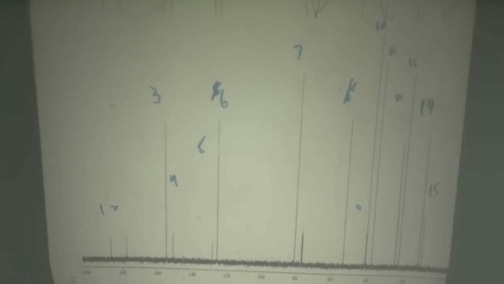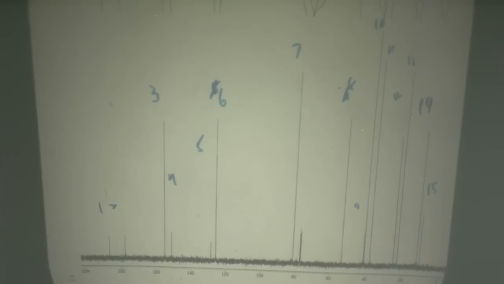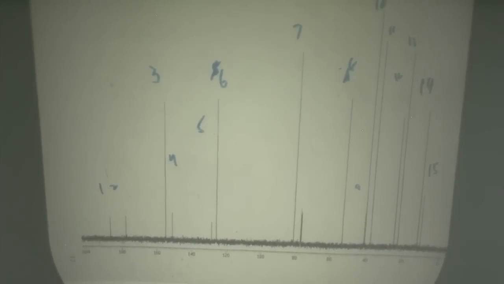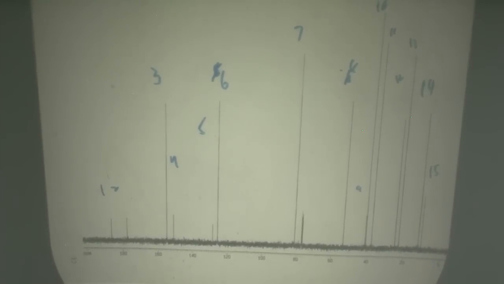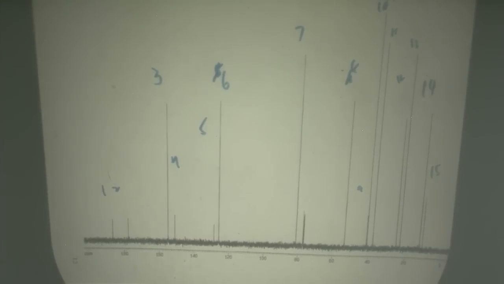They're usually low. Remember, quats have much slower relaxation times, so with normal relaxation delays, your magnetization isn't returning to the z-axis. You also don't have hydrogens on them, so you're not getting a nuclear Overhauser effect here.